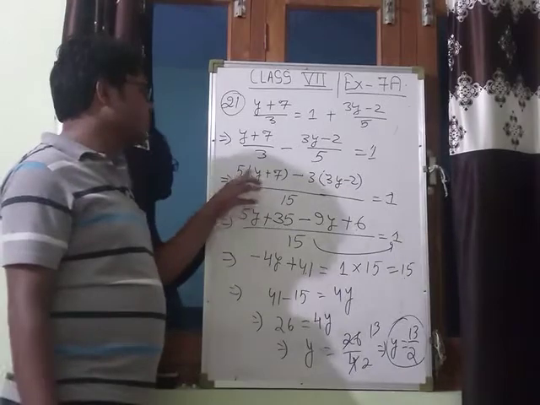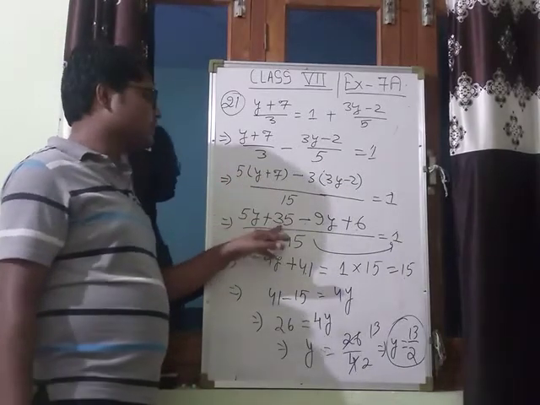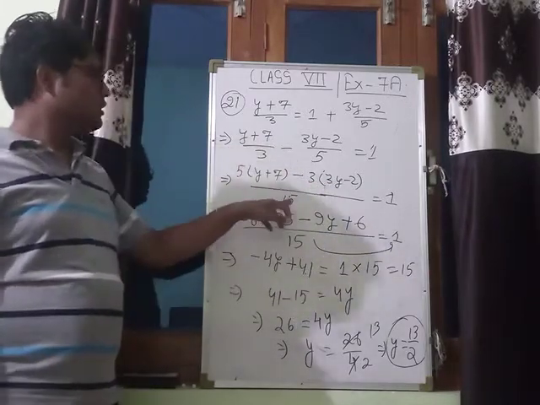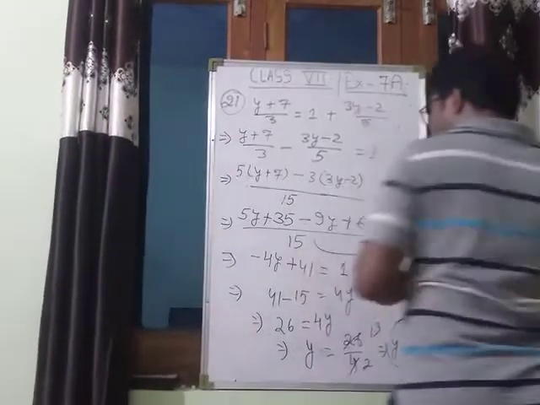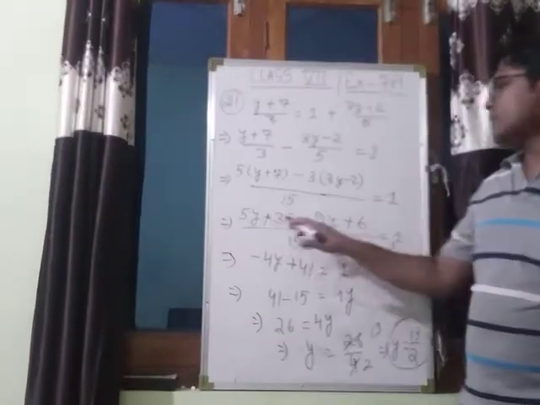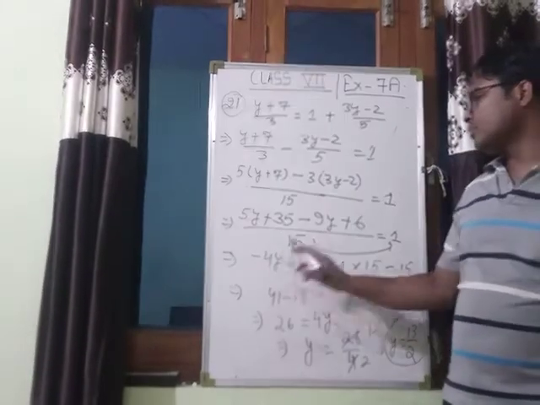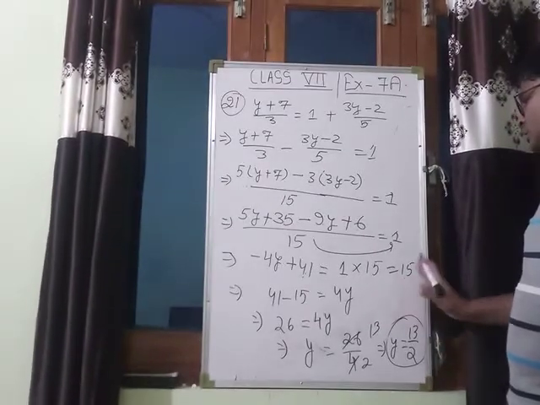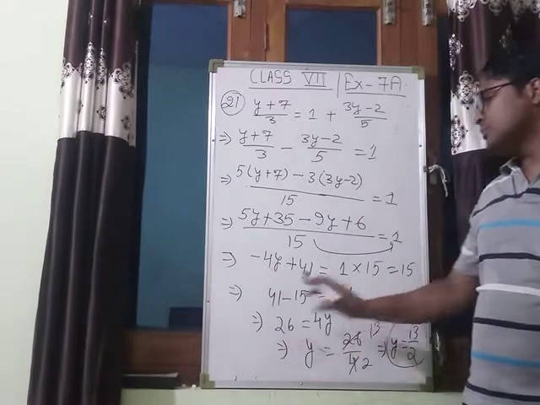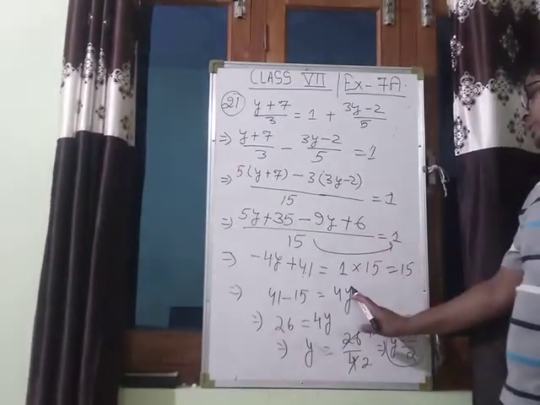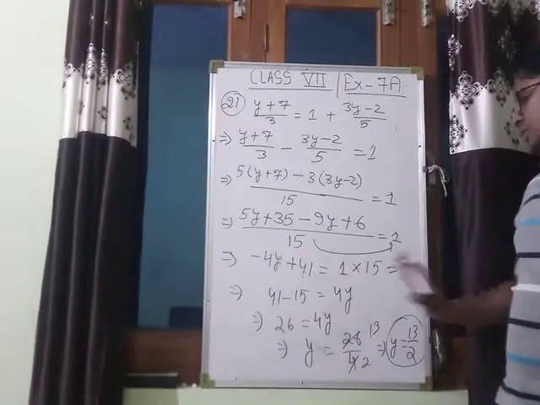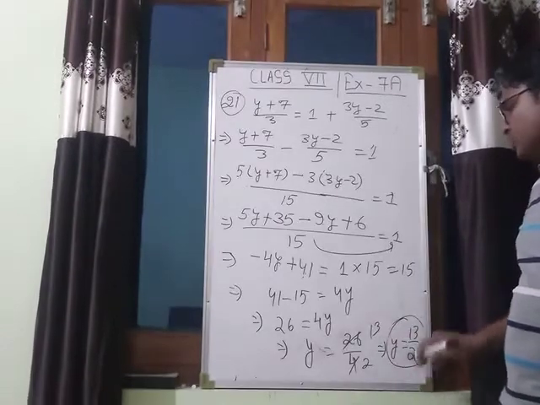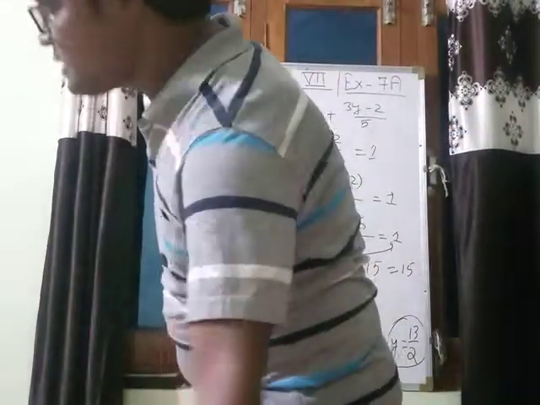After that, open this bracket: 5 into y is 5y, plus 5 into 7 is 35, minus 3 into 3 is 9y, minus minus plus 3 times 2 is 6, upon 15. Now transfer this 15 to the right side, it will be 1 into 15, and the left side is 5y minus 9y, that is minus 4y, plus 35 plus 6, that is plus 41, and the right side is 15. Now transfer this plus 15 to the left side, it will be minus 15, and minus 4y to the right side, that is plus 4y. So 41 minus 15, that is 26, is equal to 4y, then y is equal to 26 by 4, divisible by 2 both, 13 by 2. This is our answer. Now I am going to check that our answer is correct or not.